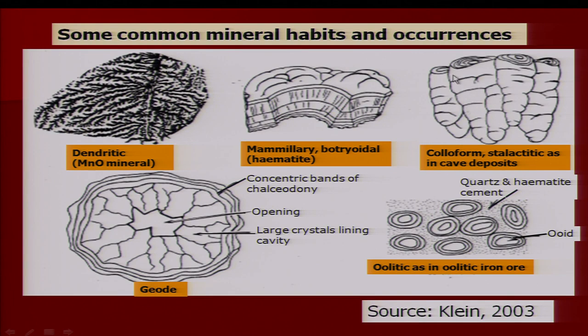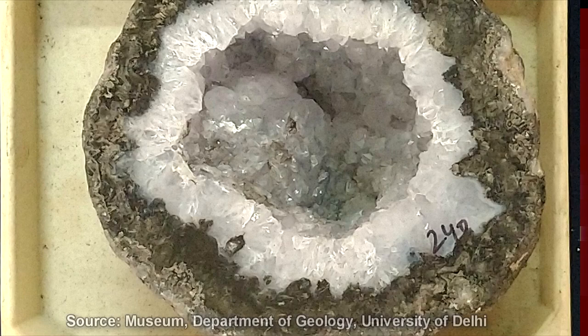These are the lobes, developed here, and some of the lobes are merged together while clubbing. Some of the lobes are compressed together and form an aggregate here. In this case you see this outer band is chalcedony, and you have large crystals developed in this cavity. These crystals are pointing towards the center, and in the center you have an open space. This is an example of a geode.